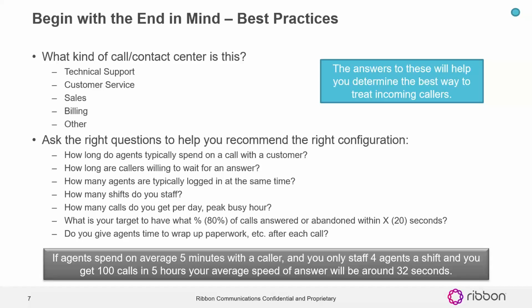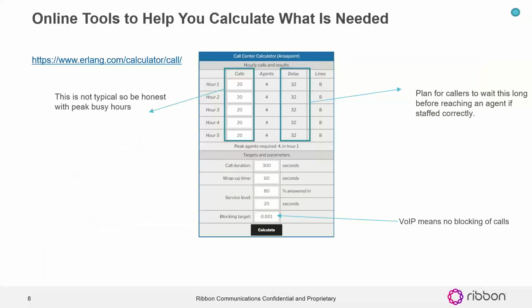And so as we go along, as an example here, if agents spend about 5 minutes per call with each individual caller, and you staff about 4 agents a shift, and you get about 100 calls in 5 hours, kind of evenly splitting those out, then your average speed of answer is going to be about 32 seconds. So your callers will probably wait over 30 seconds for answering. But if it takes longer than that, or you staff less, they're going to wait longer.